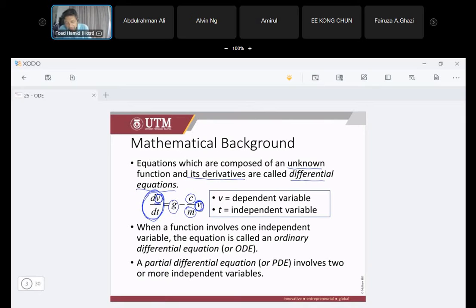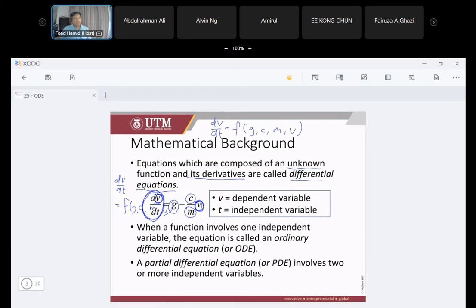So look at this. Basically the format here is that dv dt equals a certain function which depends on g, c, m, and v. So this is what we call a differential equation.